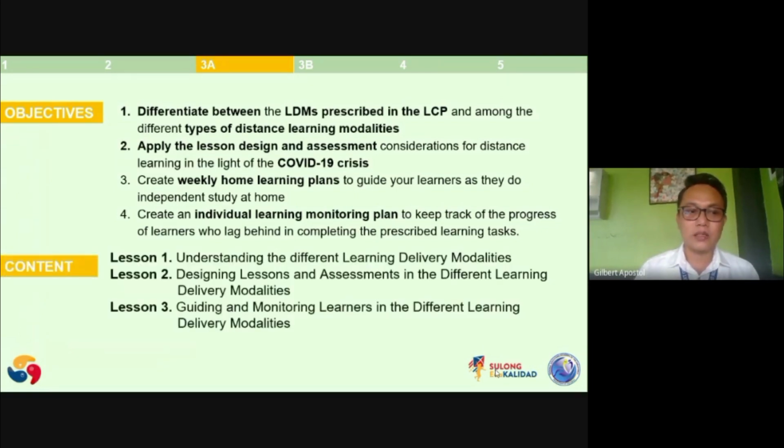So these are the content of Module 3A. We have 3 lessons. Lesson 1 is understanding the different learning delivery modalities. Lesson 2 is designing lessons and assessment in different learning delivery modalities, and lesson 3 is guiding and monitoring learners in the different learning delivery modalities. The time required to finish this module is 18 to 24 hours.